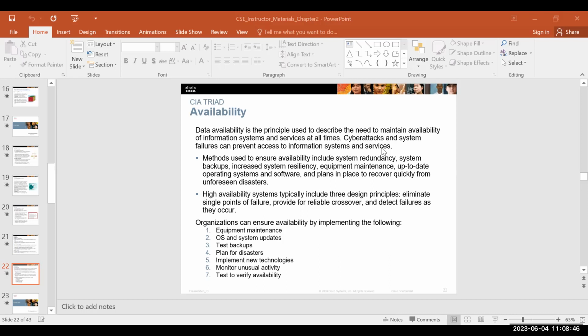Number 3 is test backups. You should test your backup and see how smooth the process of recovery or rolling over is going to be. Plan for disasters. You should always plan for unforeseen disasters that might occur, which can lead to downtime. Implement new technologies. This allows you to use advanced technologies to implement certain changes.